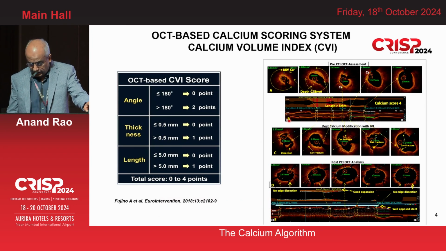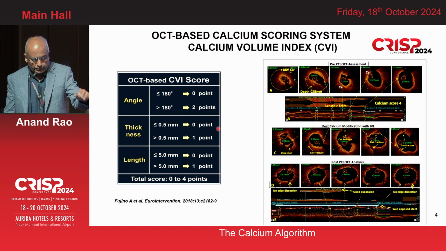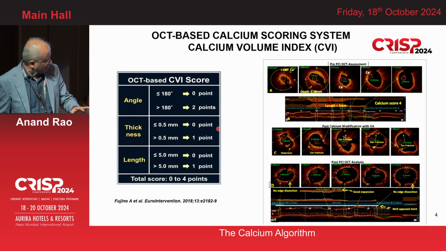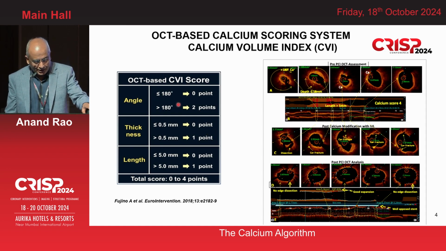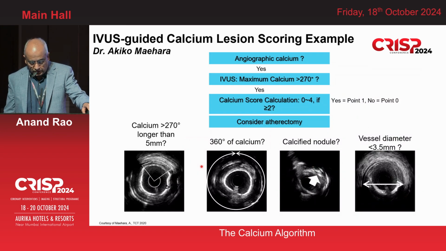So the algorithm has already been shown by Dr. Ajit Menon in his initial slides. There are plenty of algorithms, which I think Florim disagrees with, but let me tell you this: the more the calcium volume index increases, the angle more than 182 points, and the thickness and length, all of these things will lead to a situation where you have to plan your modality well and execute it. So this is another score based on IVUS, which was already mentioned.